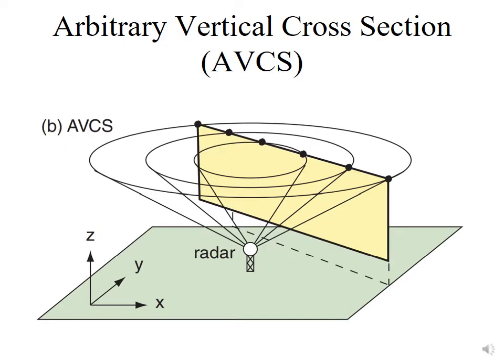If you have control of the radar, you can actually do an arbitrary vertical cross-section as well, which can give you detailed information about the structure of an individual storm that you happen to be looking at.